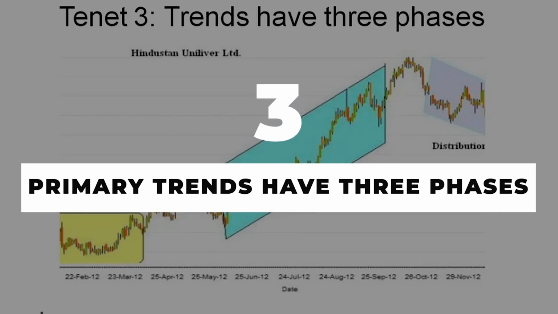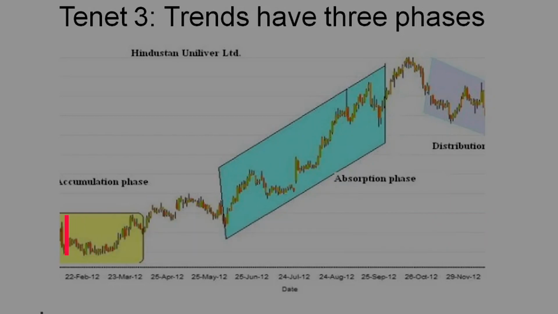3. Primary trends have 3 phases. According to the Dow theory, a primary trend will pass through 3 phases.